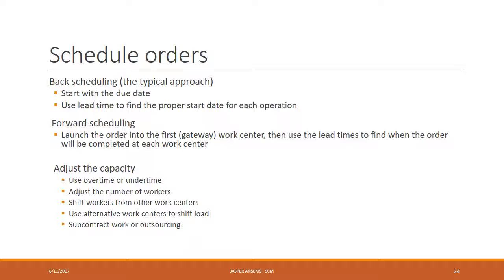You have back scheduling, the typical approach, and forward scheduling. Back scheduling is to start with the due date and use lead time to find the proper start date for each operation. And forward scheduling is to launch the order into the first work center, then use the lead time to find when the order will be completed at each work center.